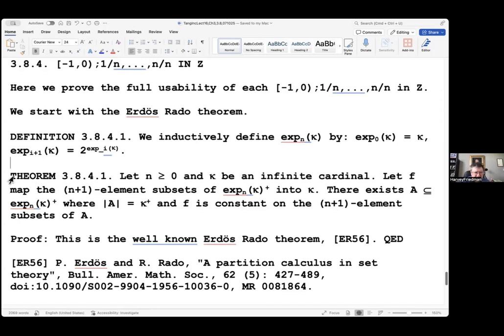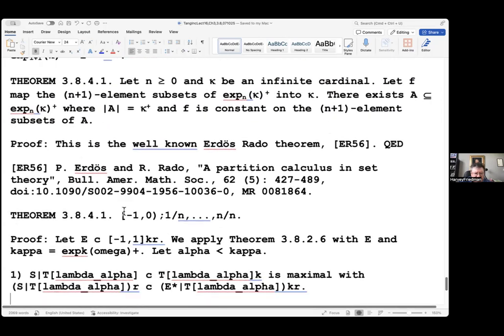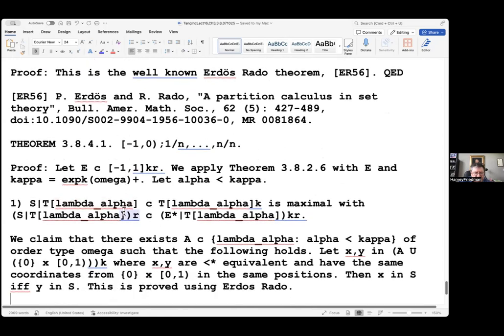This is the statement of Erdős-Radó, which is best possible in the appropriate sense. Okay, here it is. Okay, so now we're ready to prove this.